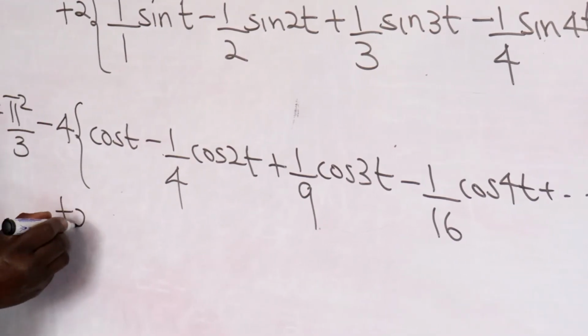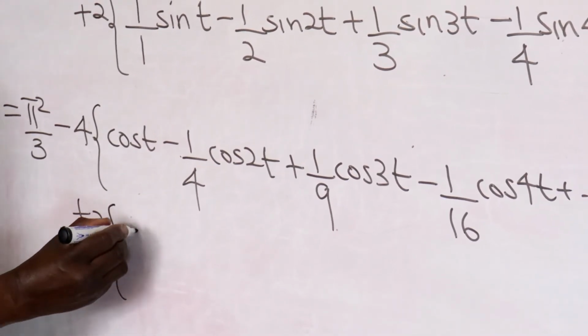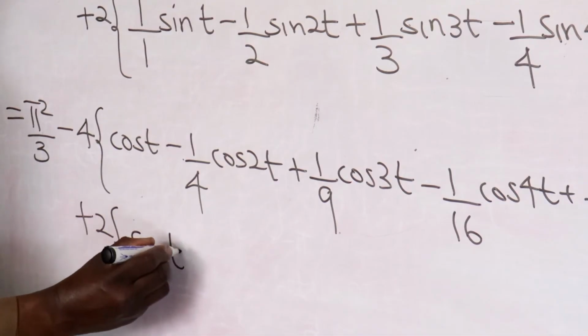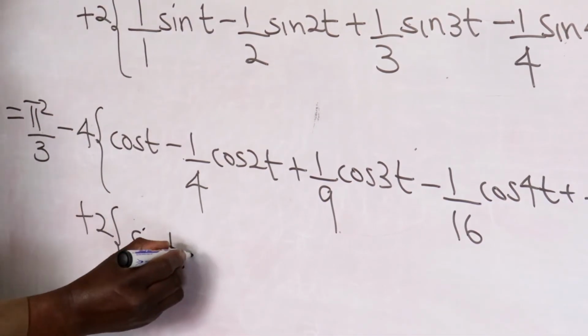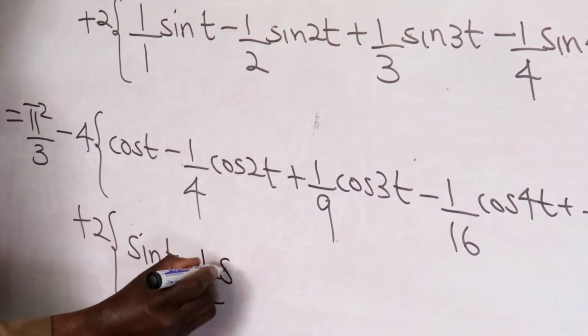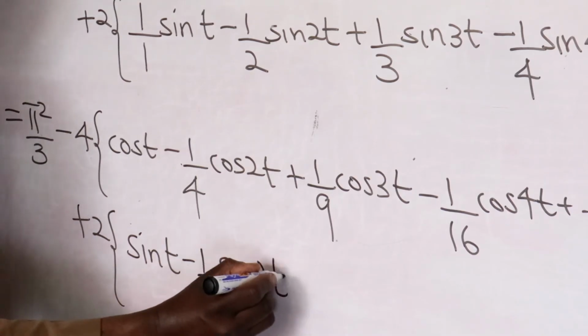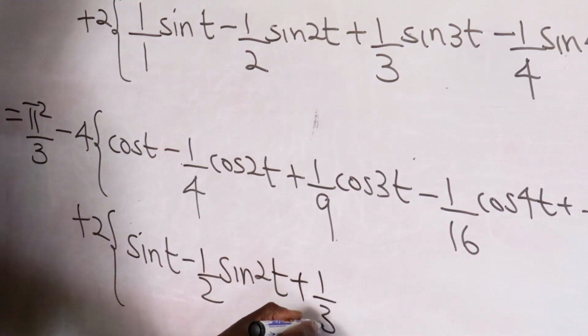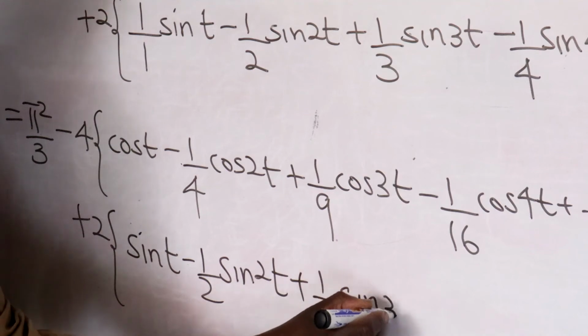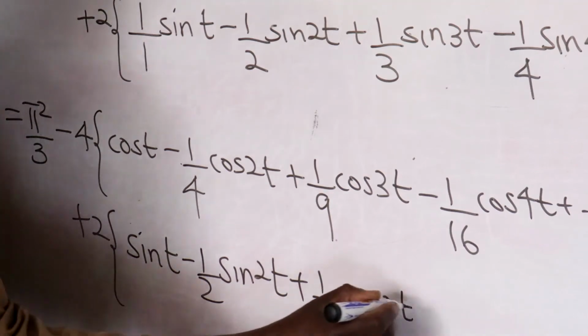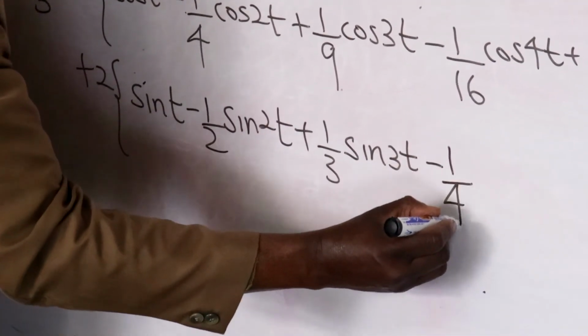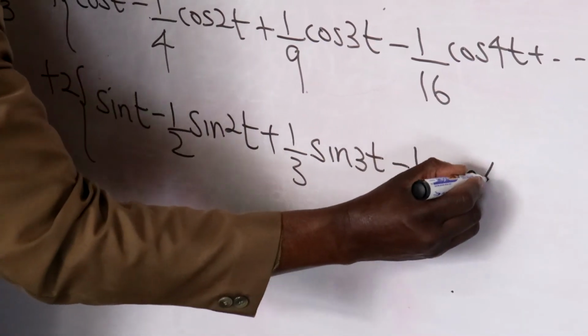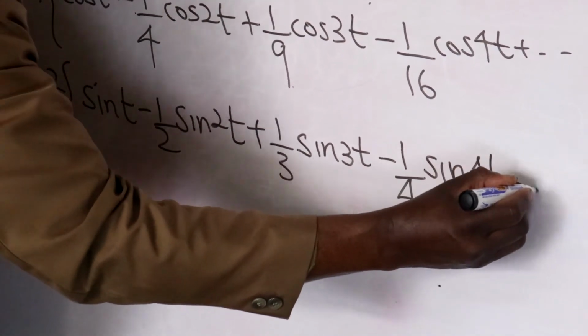Plus now 2 into sine t. 1 divided by 1 is just 1, minus a half sine 2t, plus a third sine 3t, minus a quarter sine 4t, plus others.